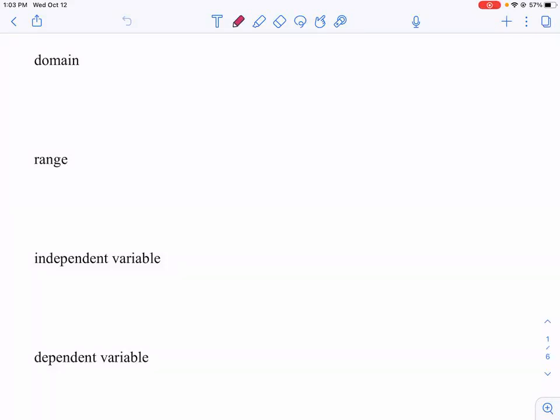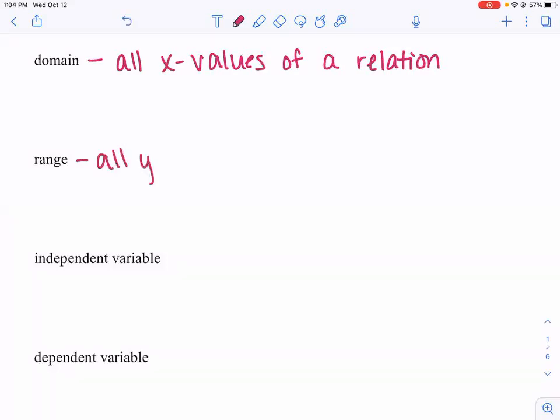Have you heard the terms domain and range before? Not in math. Okay, I like that. Not in math. Okay, so the domain is referring to all of the x values of a relation. And the range is all the y values.